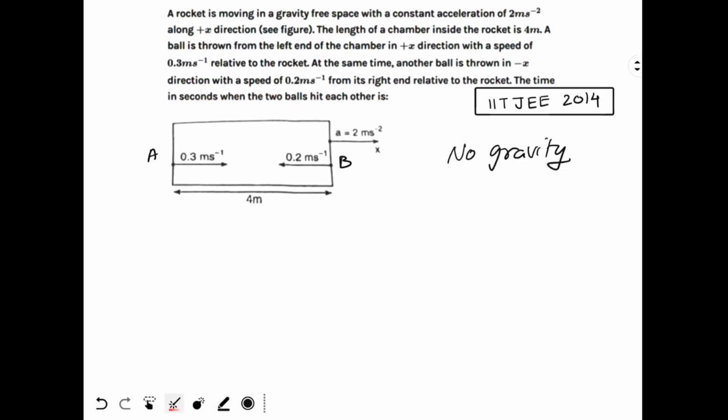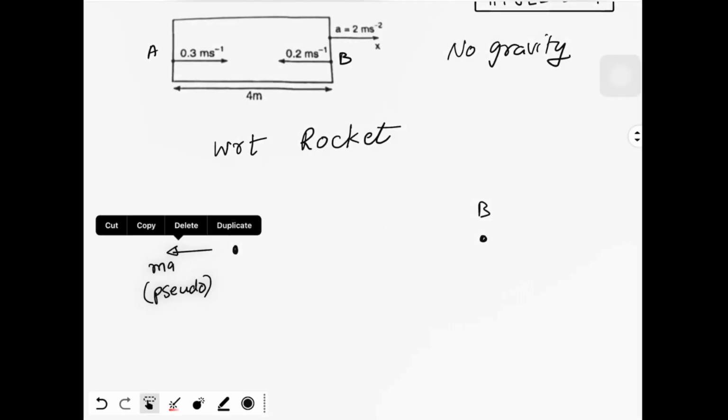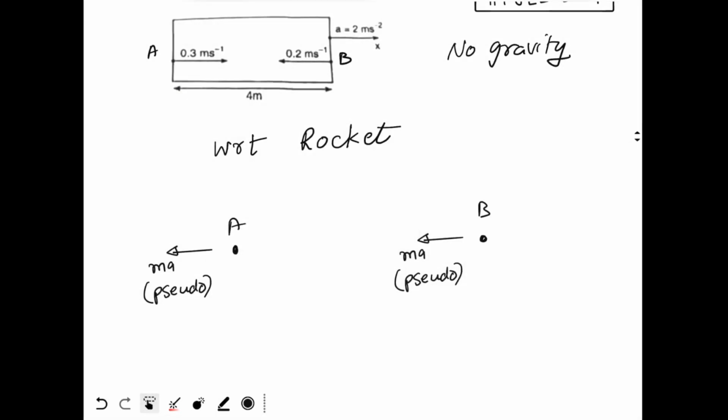So let's first write down a few things. Obviously we have to solve with respect to the rocket. We will look at the particles A and B in the reference frame of the rocket. So with respect to the rocket, what is happening? Both particles experience a pseudo force MA in the backward direction. So with respect to the rocket, both of them have acceleration in the backward direction, equal to that of the rocket.